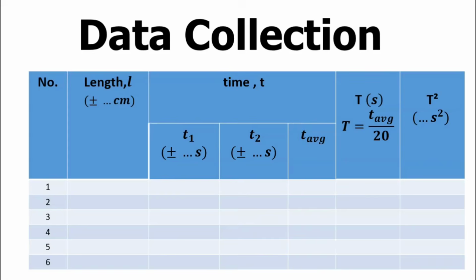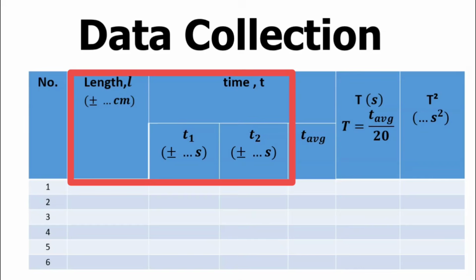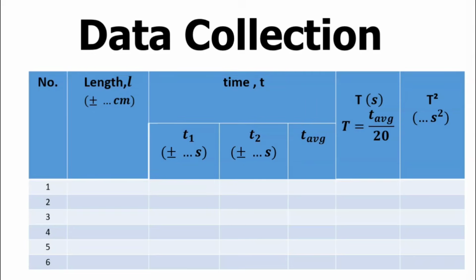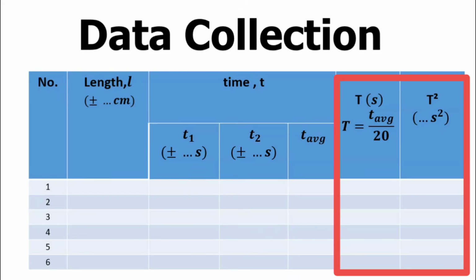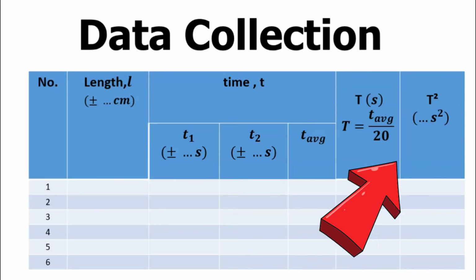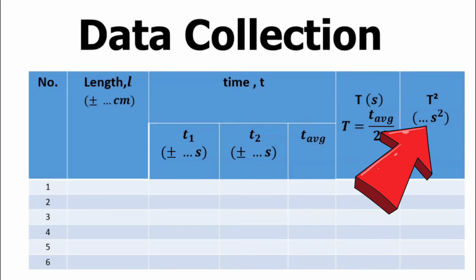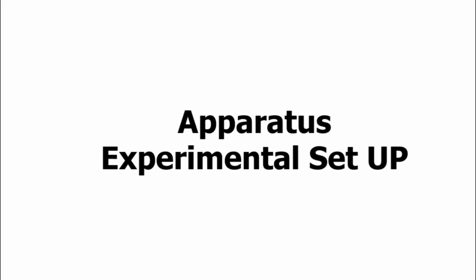Make sure to enter the uncertainty for your measurement in the measurement column. Make sure you write the calculated value of period squared in standard form and write the exponential power in the bracket if present. Let's go to the apparatus and setup.